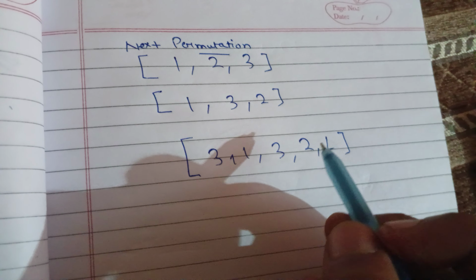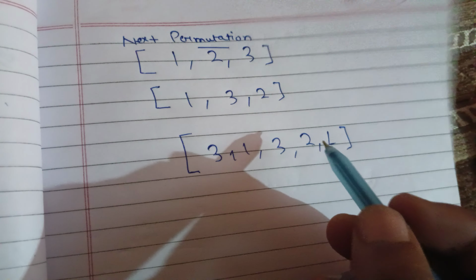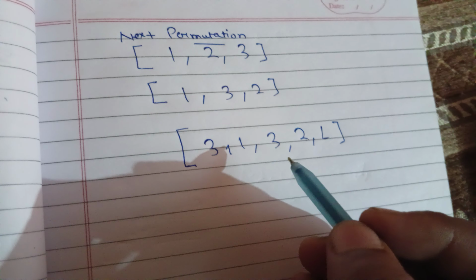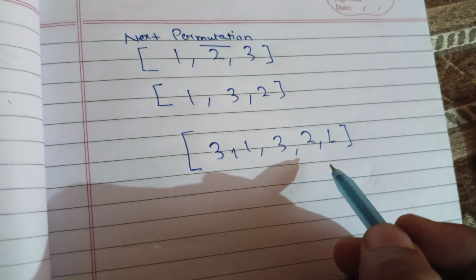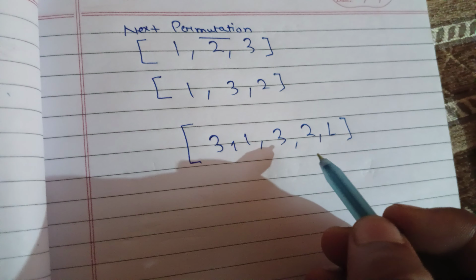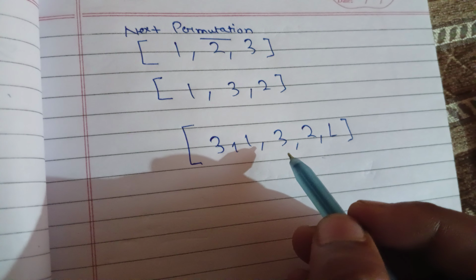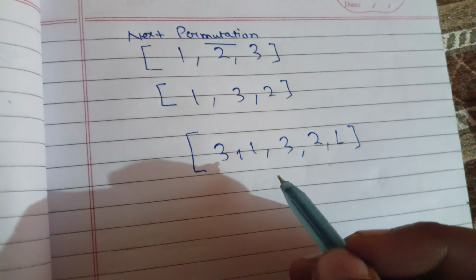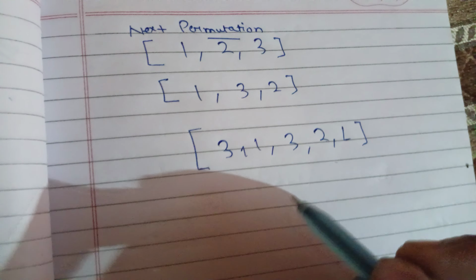So if we swap both, then it's smaller, not greater. So we have to find out from the back which is just next smaller. 2 is greater than 1, so we cannot swap. 3 is greater than 2, so we cannot swap it. 3 is greater than 1. It means if we swap 3 and 1, then it becomes greater, but not necessarily the next greater.